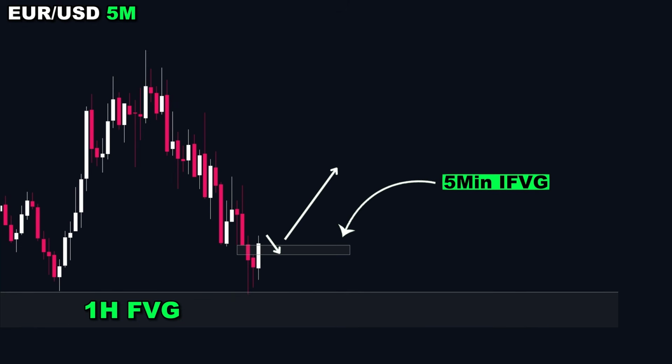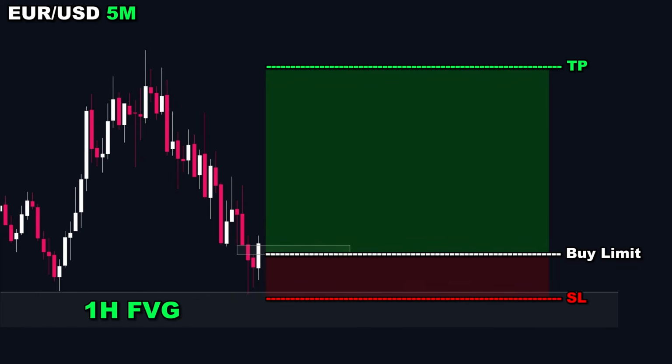With all these confirmations aligned, we can expect price to return to the inversion FVG zone before continuing higher toward buy-side liquidity. So I'm setting my entry at the IFVG with my stop loss placed a few pips below the swing low. For take profit, I'm targeting the buy-side liquidity above the previous swing high.